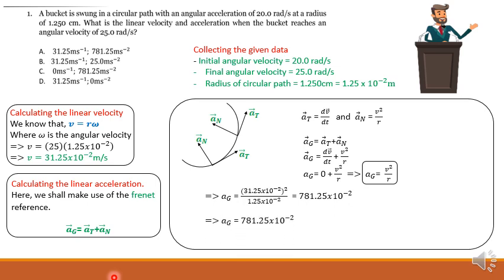Alright, so we'll do the numerical application, and we have that the linear acceleration is 781.25 times 10 to the negative 2, and therefore we can now conclude that the option that has the correct answer is A. Question 2.